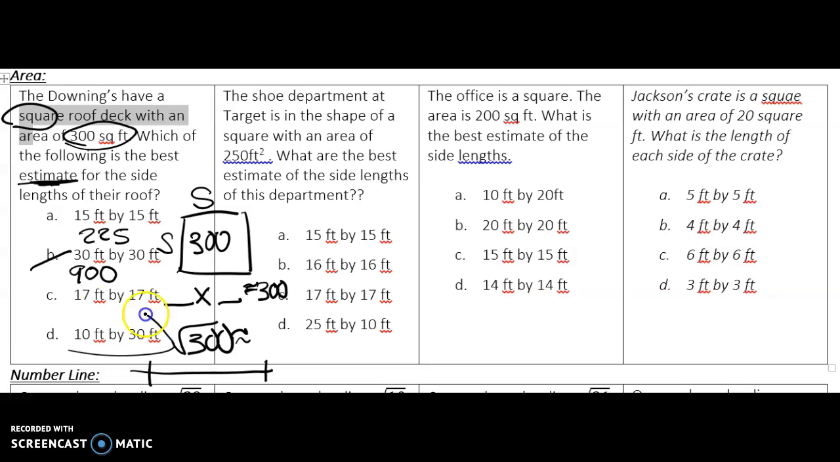And then D, we actually can already eliminate because I know that a square is going to have the same side lengths. So that's not going to work. When I get down to it, I'm going to realize that 17 times 17, at 289, is going to be the closest to 300.